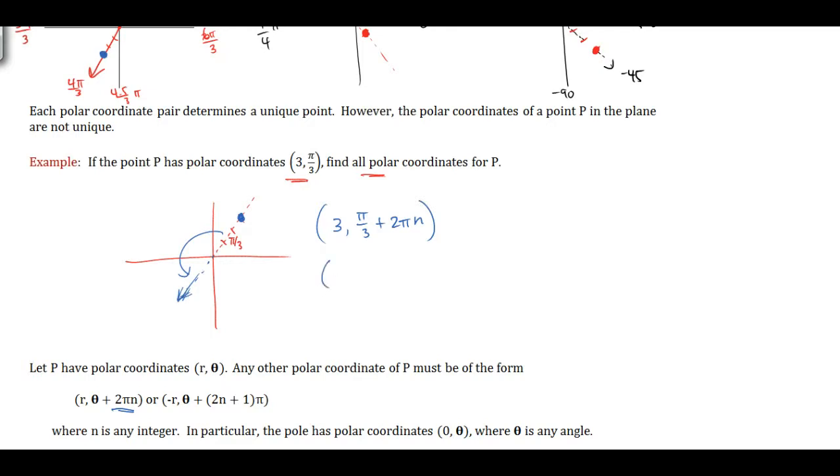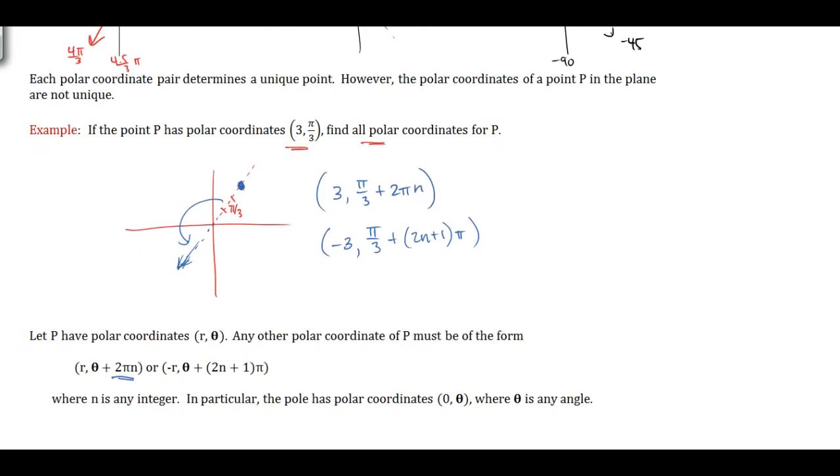So another thing you could say is, hey, take negative 3, take pi over 3, and add any odd number of revolutions, 1, 3, 5, or 7. So that's why you have this 2n plus 1 pi revolutions. And that would give you any coordinates, but with a negative r value, because you would be facing the other way. And just like that, you're graphing polar coordinates.